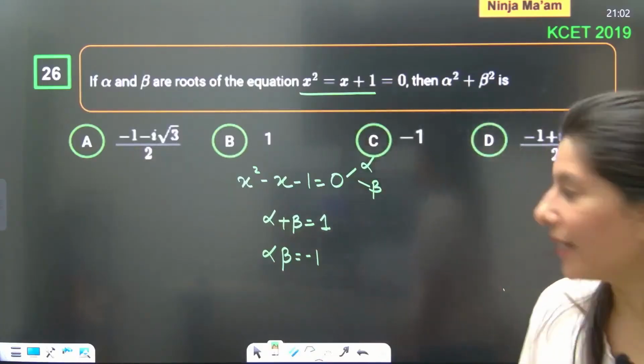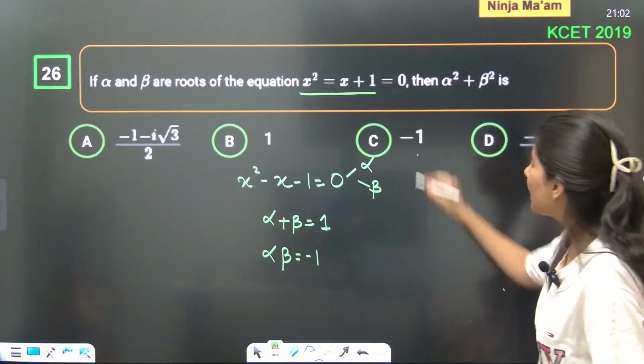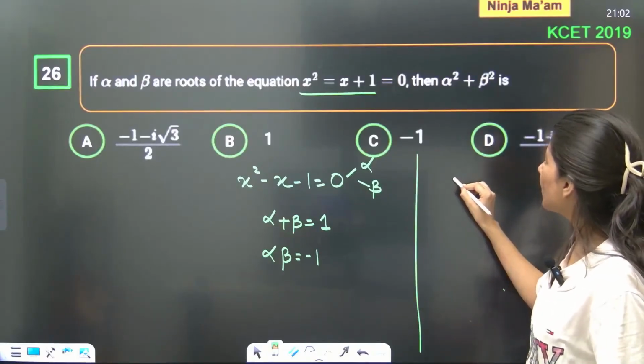Alright, so alpha beta is minus 1. From here I have got this information. Now, what they are looking for is alpha square plus beta square.